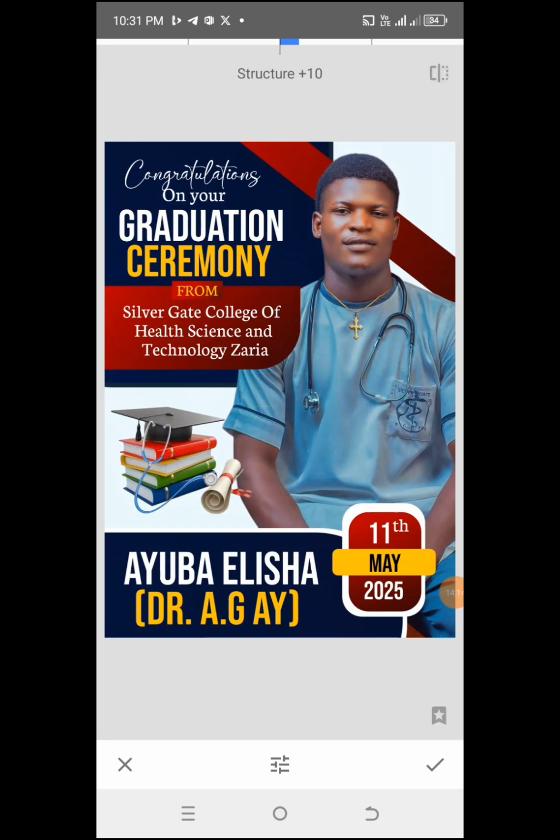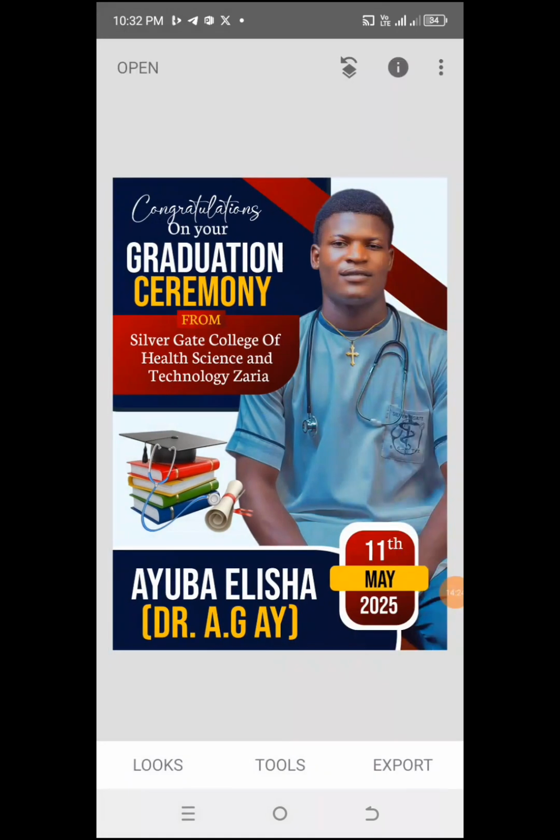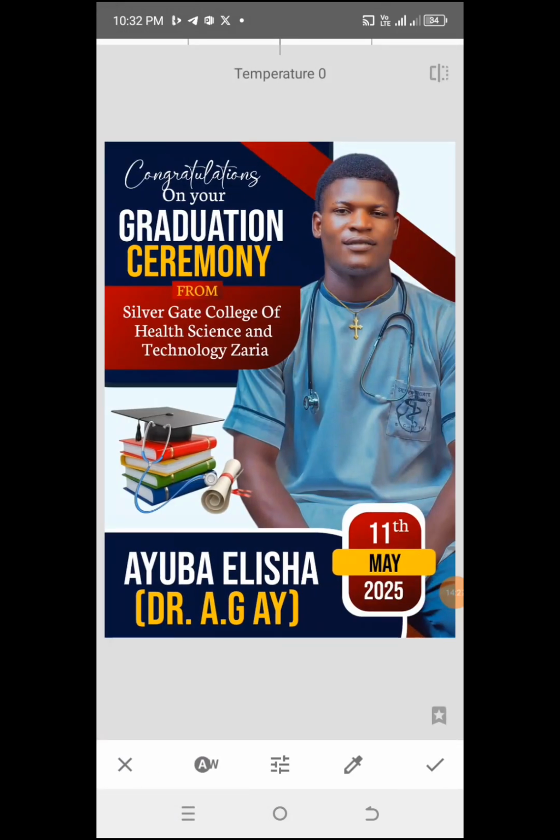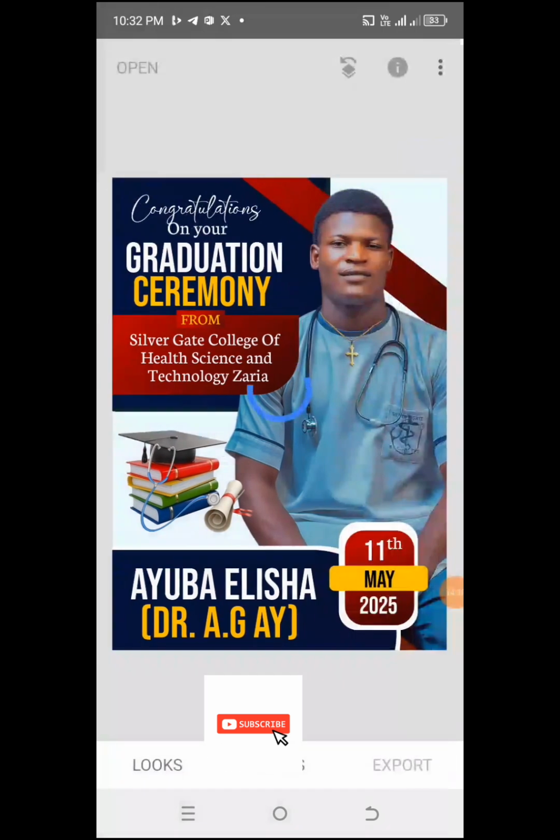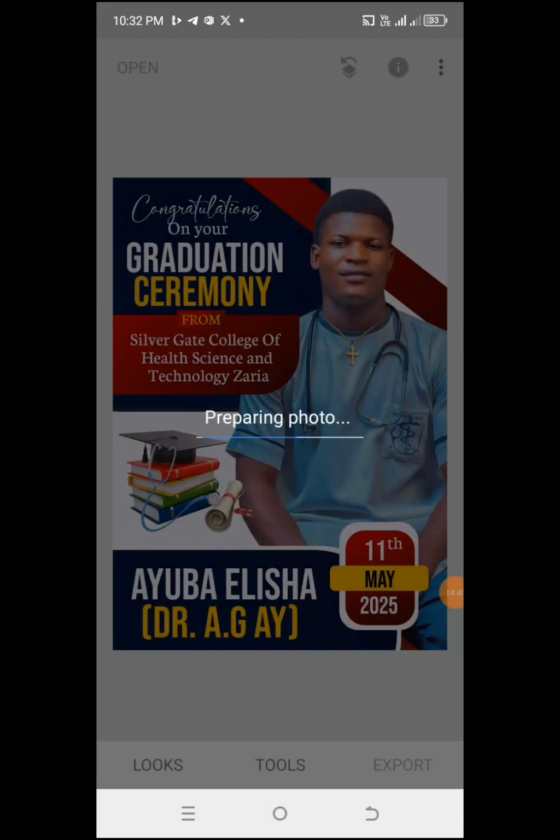Let me increase the saturation to, let's say, 7, and sharpening to 7 also. Let me go to color balance and increase the temperature a little bit to maybe 2 or 3. Let's go with 3, and then the tint will be this. I will save my work and send it as a document to the printing station so that they can print it.